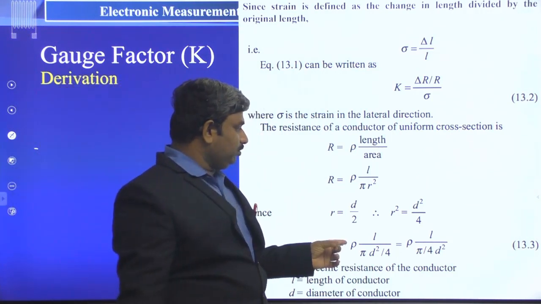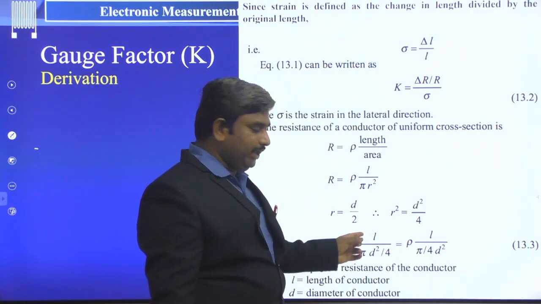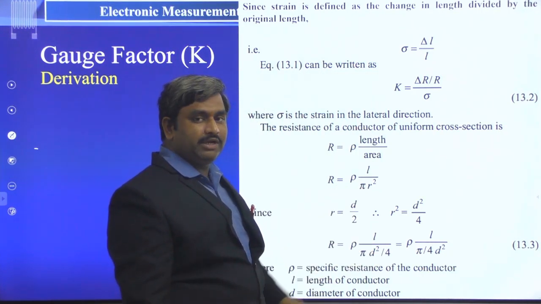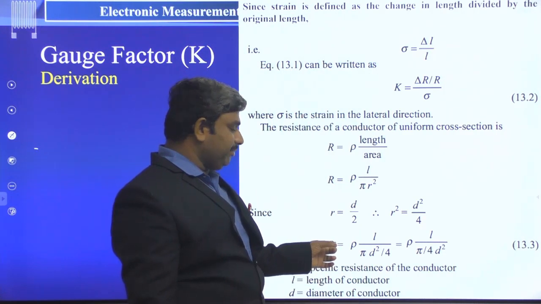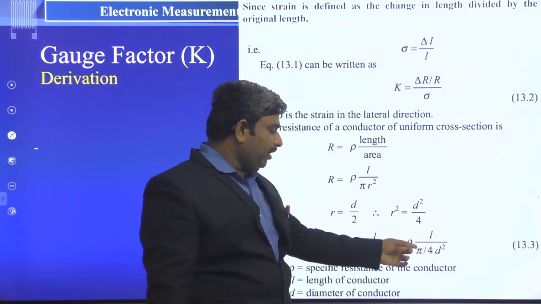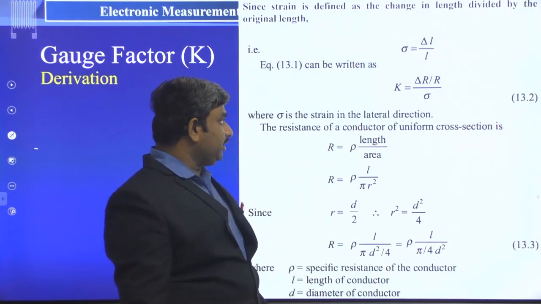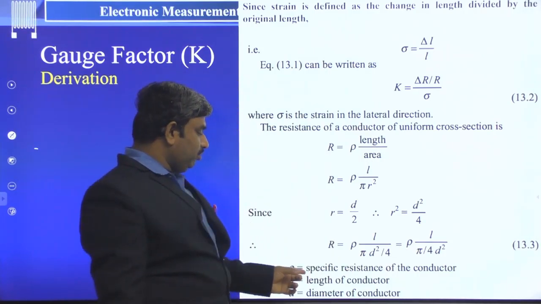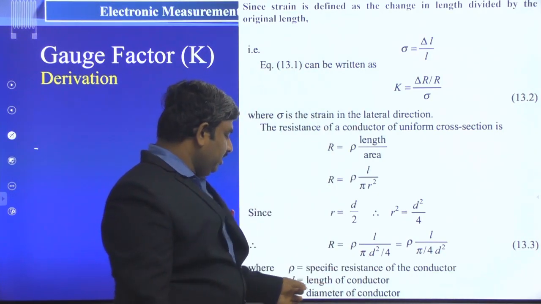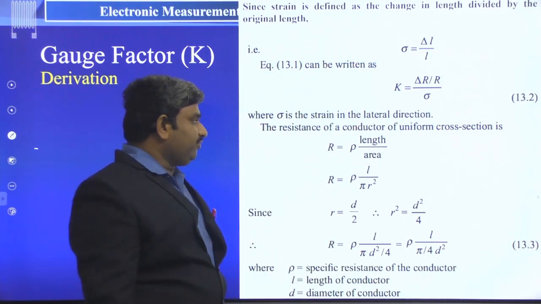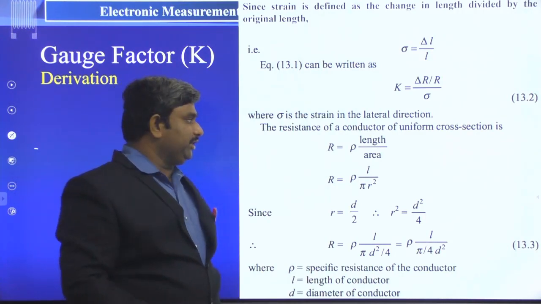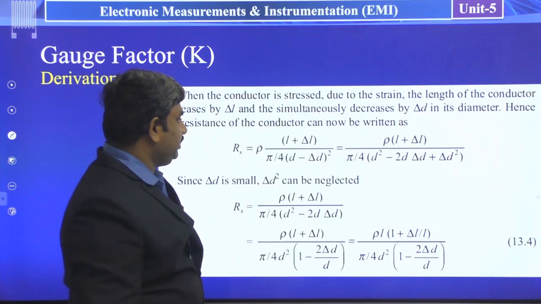And R is equal to rho L by pi D square by 4. In the place of r square, I am representing with the diameter. So finally I am writing R is equal to rho L by pi by 4 into D square. Where rho is the specific resistance of the conductor, L is the length of the conductor, D is the diameter of the conductor. We are just defining the terminology here.